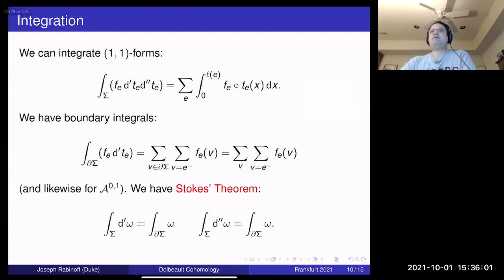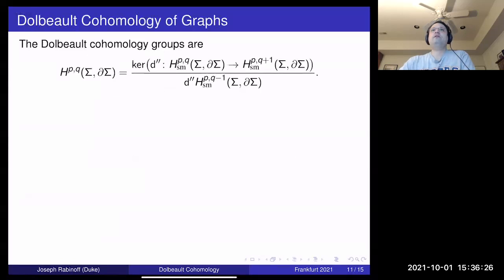Likewise for A01, and we have Stokes' theorem. So the integral over sigma of d prime omega is the integral over the boundary of sigma of omega. So in particular, if sigma has no boundary, then the integral of an exact form is 0. Okay. So we get Dolbeault cohomology groups of graphs in exactly the same way. It's the kernel of d double prime divided by the image of d double prime. We could take cohomology with respect to d prime as well if you wanted, but you would get the same thing.